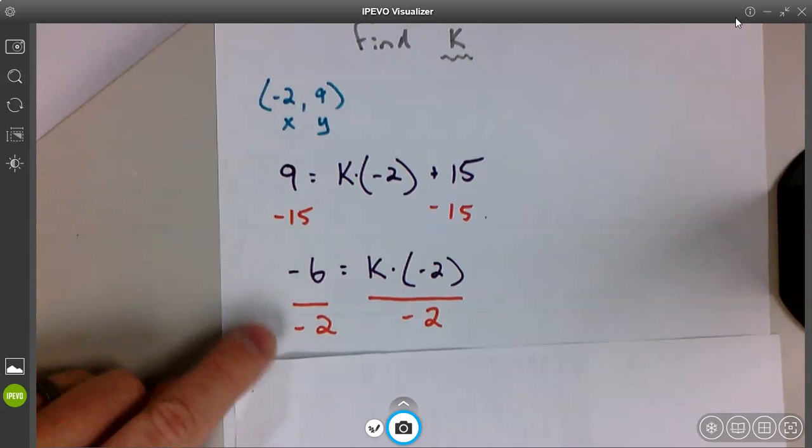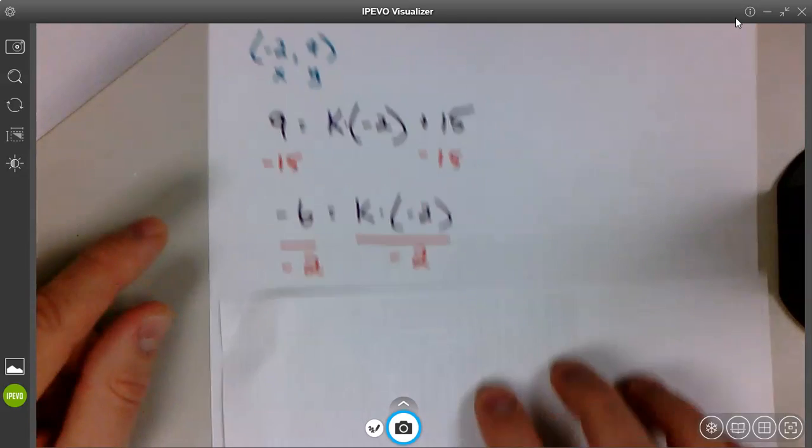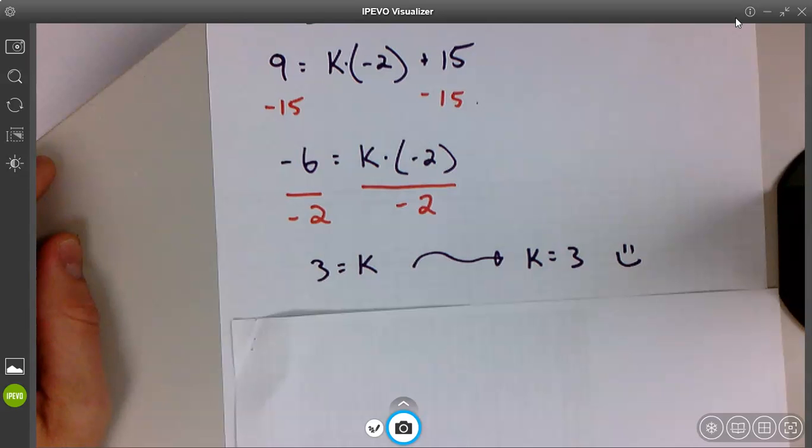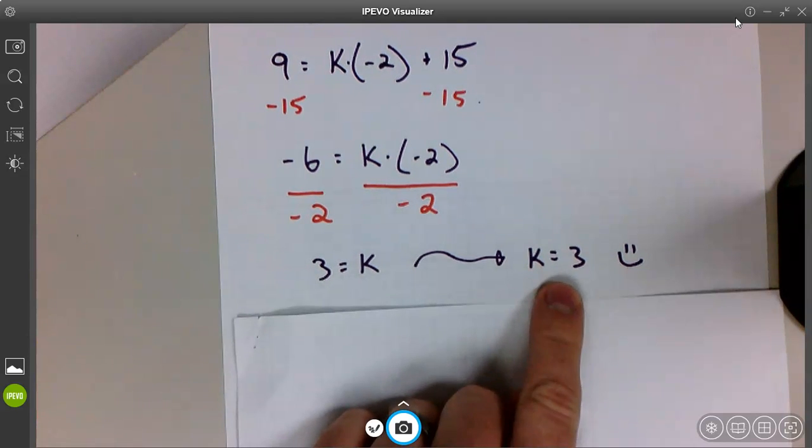I have -6 divided by -2. That is a positive 3. And we're dancing. That's what k is. k is by itself. 3 = k, so k = 3. That was the whole point of this: to find that one unknown variable that we don't know.